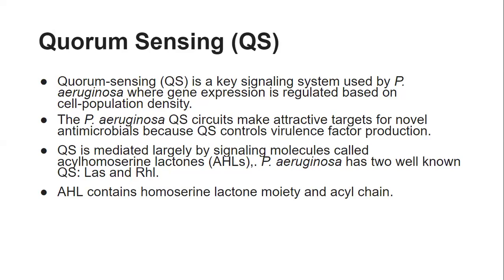It is because it controls most of the virulence factor production, especially the biofilm, which makes the bacteria behave like a community and makes it hard to destroy using antibiotics. Quorum sensing is mediated largely by a molecule called acyl homoserine lactone, also known as AHL, and it has two well-known quorum sensing systems, the LAS and the RHL. The AHL contains a homoserine lactone moiety and an acyl chain. You should remember this acyl chain.